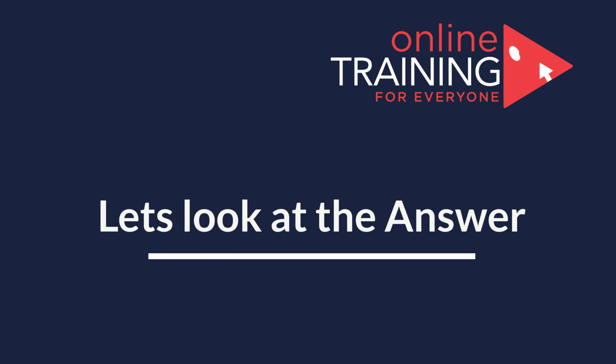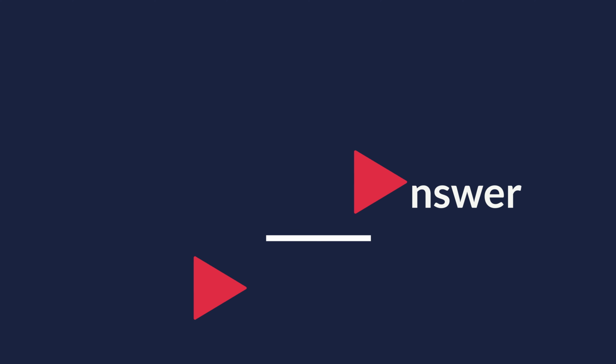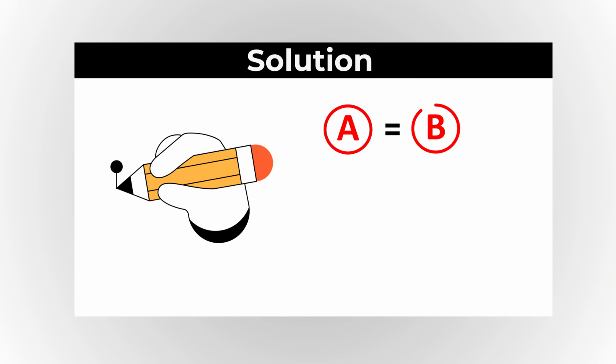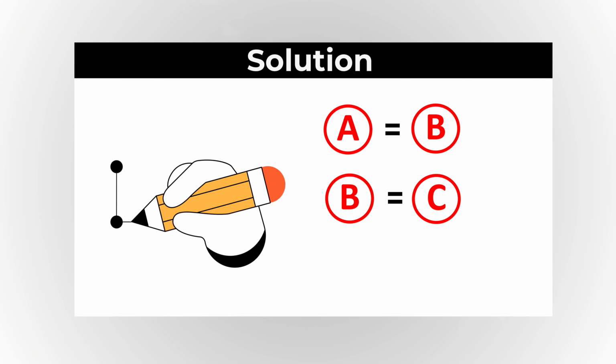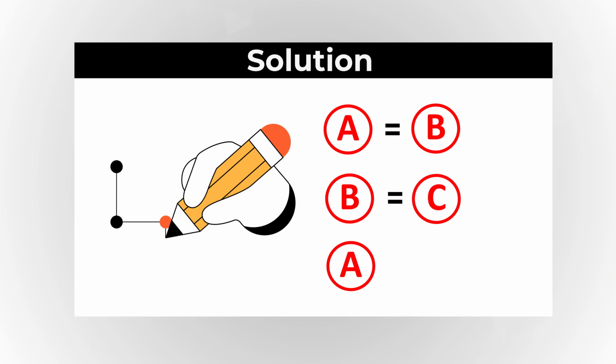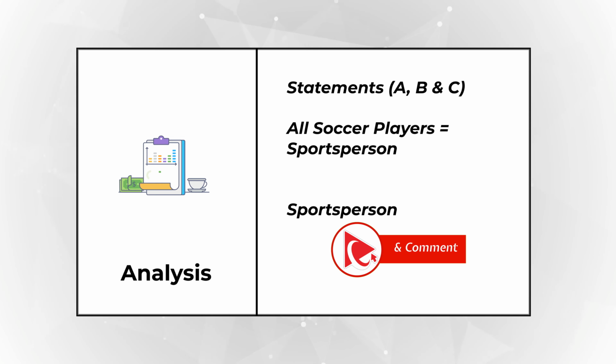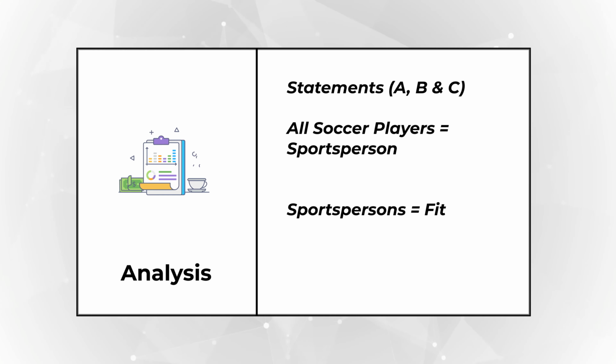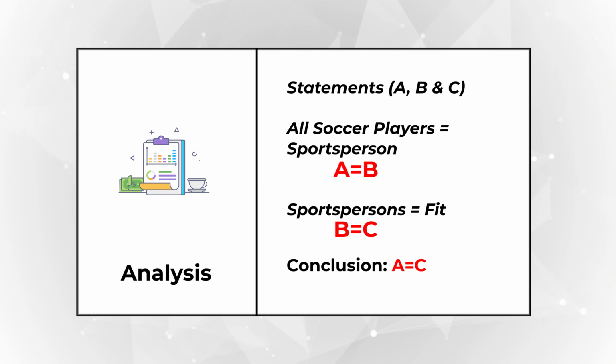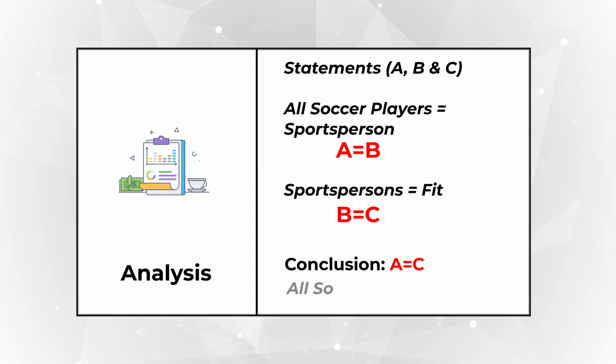As you might be well aware, in the logical world, there is a formula. If A equals B and B equals C, then you can reasonably conclude that A equals C as well. We can look at our original statements as A, B, and C. For example, the statement all soccer players are sports persons could be an equivalent of A equals B, and then all sports persons are fit could be B equals C. Based on these 2 statements, we can reasonably say that A equals C, which would mean that all soccer players are fit.